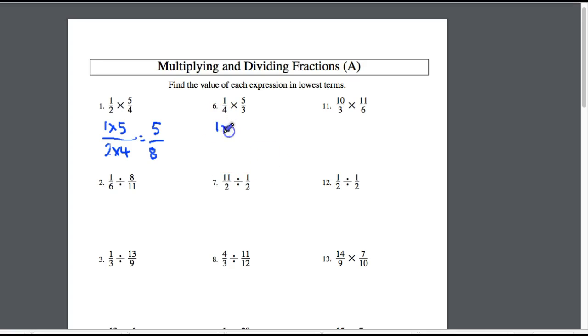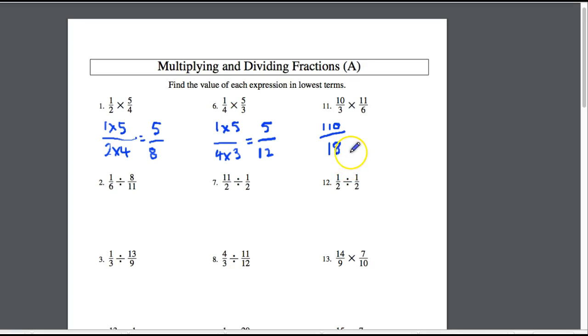All right, so 1 times 5, and then on the denominator we have 4 times 3. So we have 5 over 4 times 3 is 12. So it's 5/12. Okay, then the next one, you can see we're working with higher numbers here. So 10 times 11 is 110. And then 3 times 6 is 18.